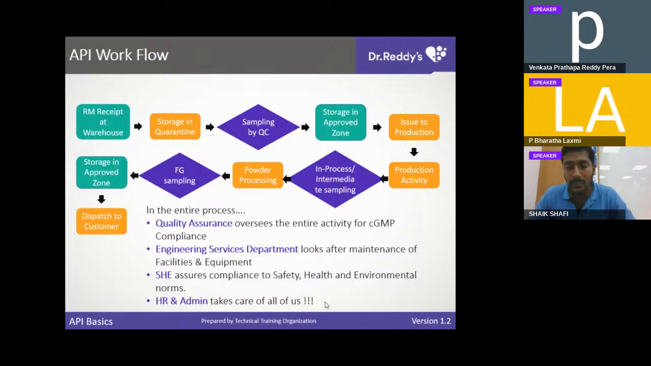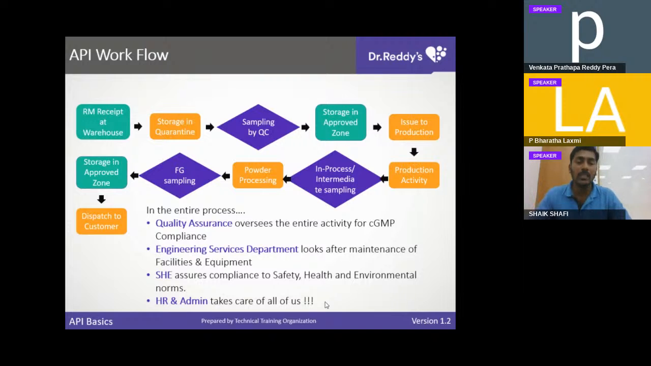Quality assurance is responsible during the entire process, from receiving material from the vendor till sending our material to the customer. In between, quality assurance is responsible for monitoring GMP, how people are doing the activity, whether they are following procedures or not. So they will check. This is their responsibility.